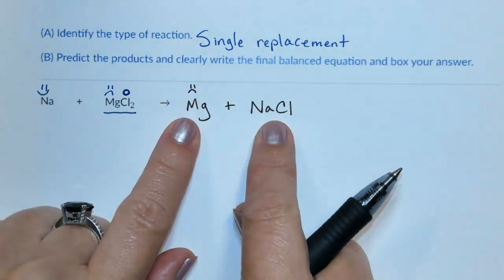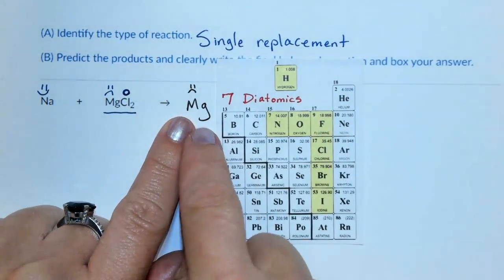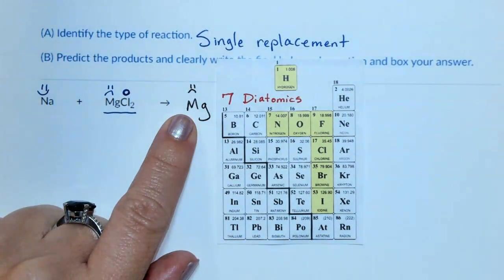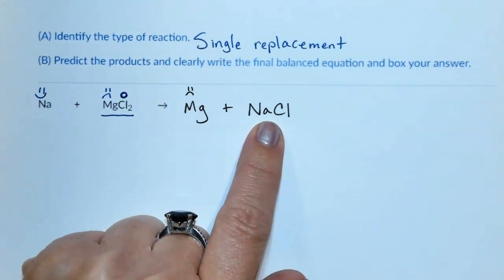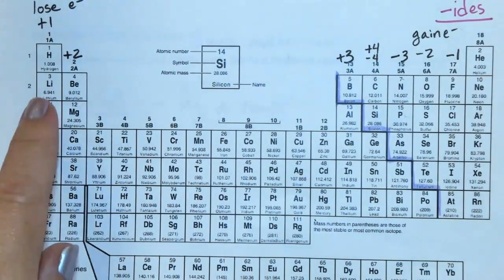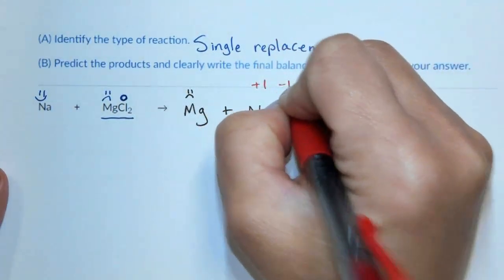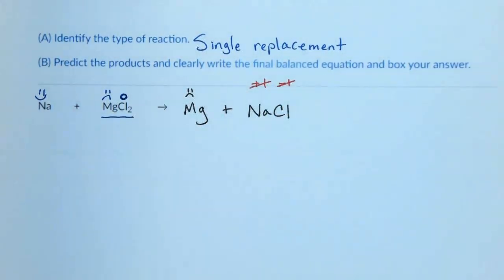Now, once you form these, anytime you have a single element, you have to determine, is that single element one of the 7 diatomics? And it is not, so it does not need a little 2 next to it. Finally, here, whenever you form a compound, you have to balance charges. So we're going to go look up sodium and chloride. Sodium has a +1 charge. Chloride has a -1 charge. Therefore, we're going to put a +1 and -1. These will cancel with each other, and now this is going to be the products of this single replacement reaction.